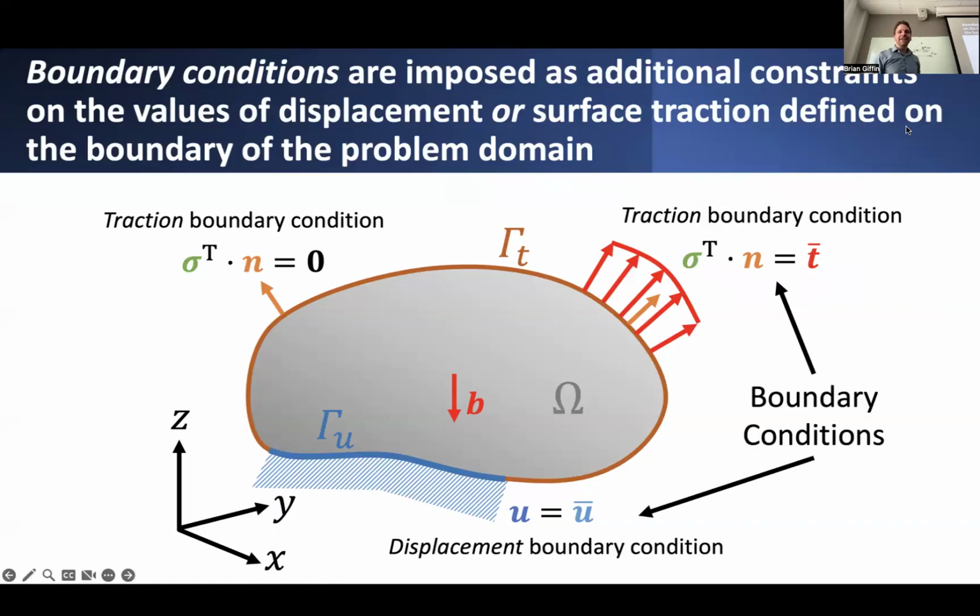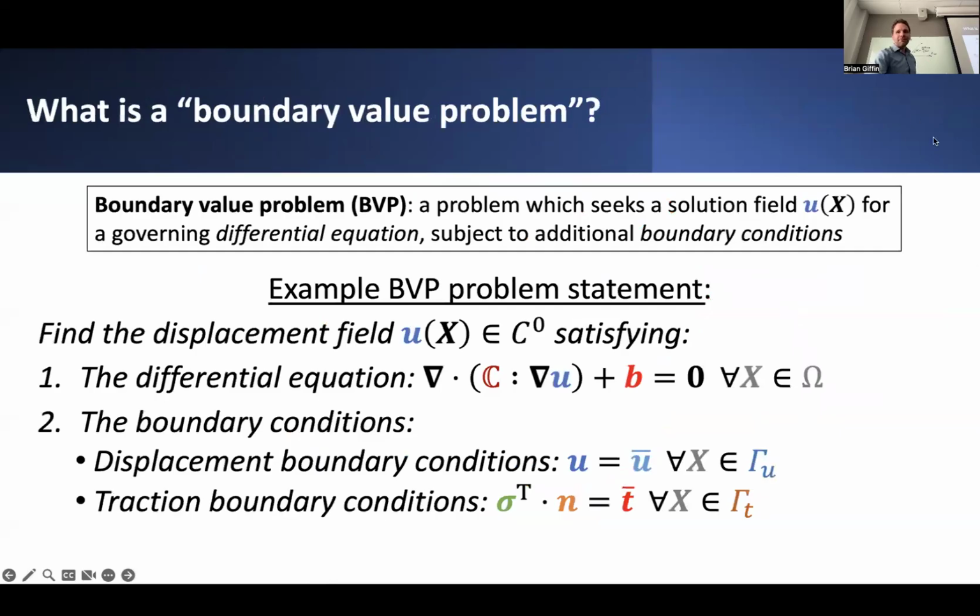So when we're defining a boundary value problem, we really need to include all these different things. Really, a boundary value problem is just a statement of a problem that we're trying to solve to determine some solution field, let's say the displacement field, which satisfies some governing differential equation, the equations of equilibrium, expressed in terms of this simplified representation of only unknown displacements, which has to be satisfied everywhere inside the body. And we also have to satisfy these extra boundary conditions.